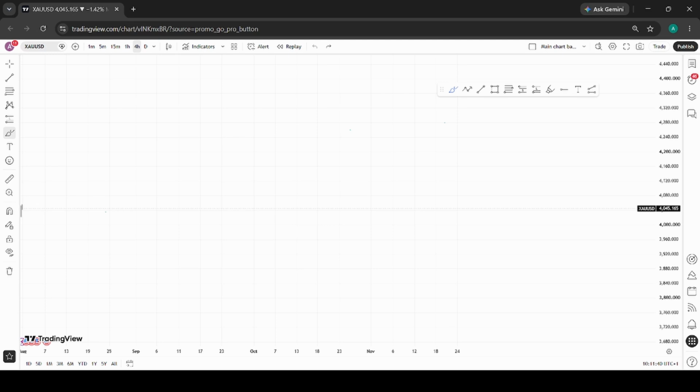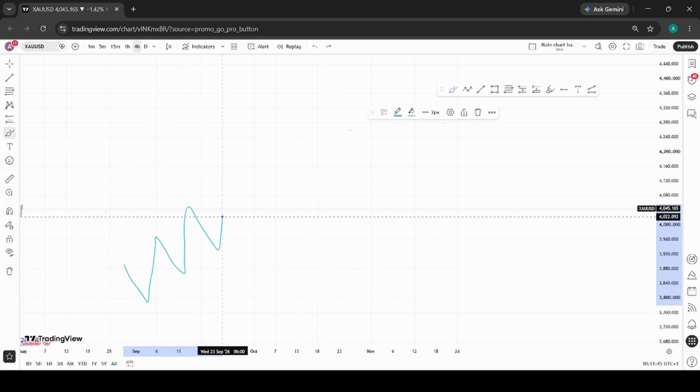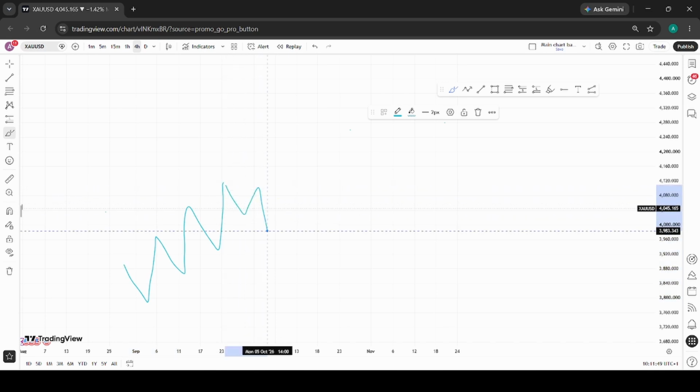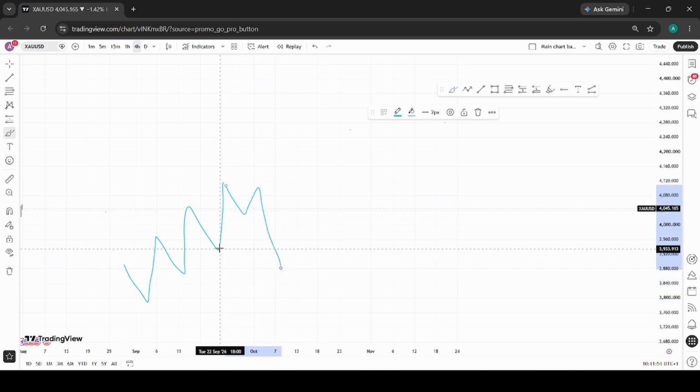When can you see change of character? Price is in an uptrend now, going up, doing higher highs and higher lows. And then all of a sudden, you start seeing something like this. And then price breaks past this previous higher low here.